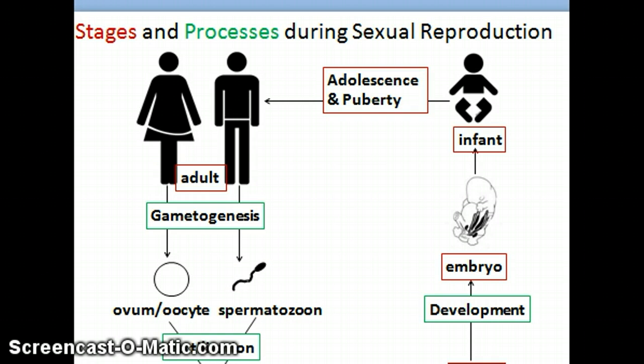Sexual reproduction involves two processes, gametogenesis and fertilization. Gametogenesis is the process by which gametes are produced. In females, the gametes are called ova or oocytes, commonly referred to as eggs. In males, the gametes are called spermatozoa, commonly referred to as sperm. Fertilization occurs when a sperm and an ovum join. The resulting single cell is called a zygote. A multicellular organism then develops from this single cell throughout growth and development.